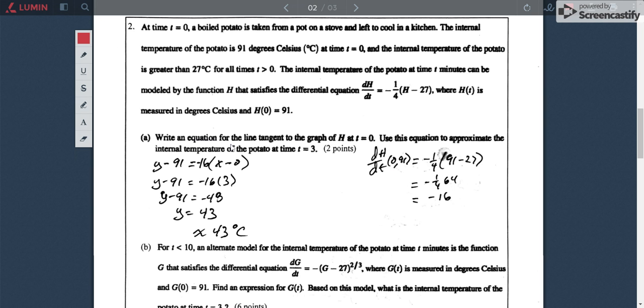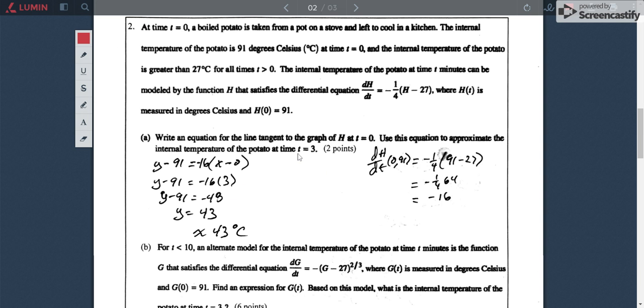Number 2, again, we're writing the equation of a tangent line. They have given me the point 0, 91. So y minus my y value, x minus my x value. I need to find my slope. To get my slope, I plug back into the derivative. So the only thing I can plug into the derivative is 91 for h. So 91 minus 27 gives me 64. And negative 1/4 times 64 gives me negative 16. So negative 16 is my slope. My equation is y minus 91 equals negative 16 times x minus 0.